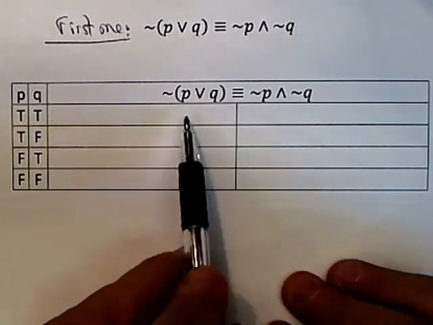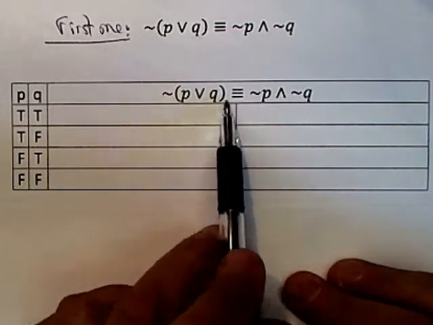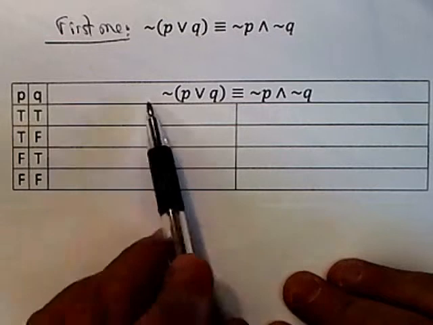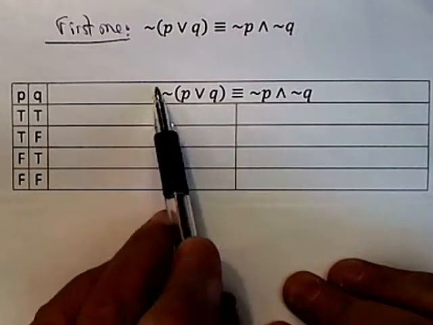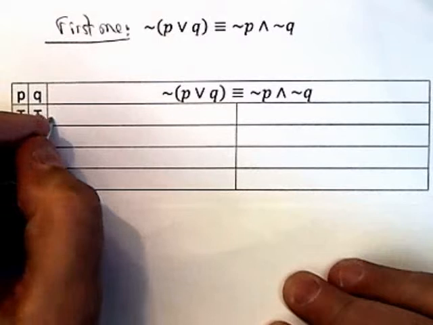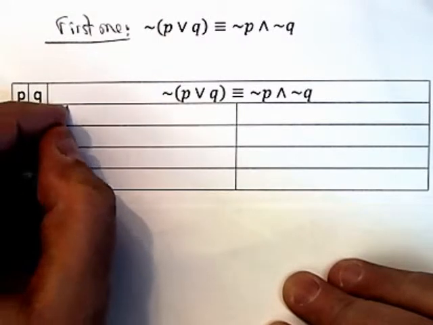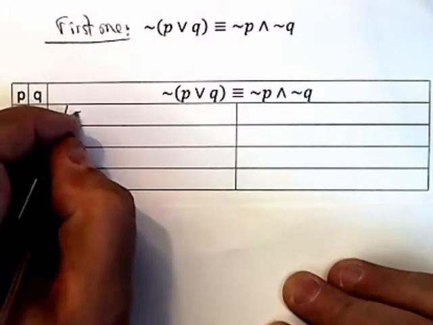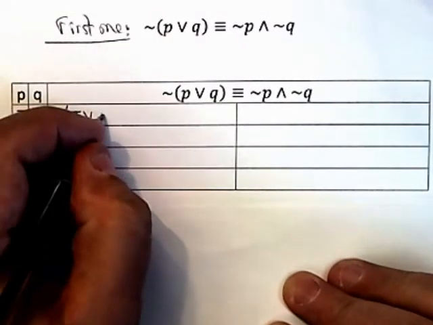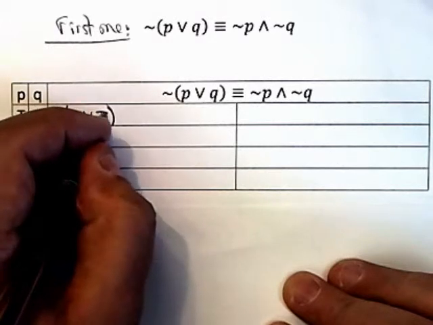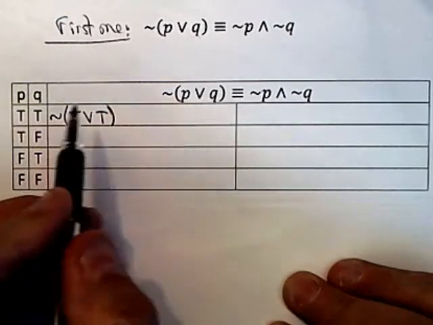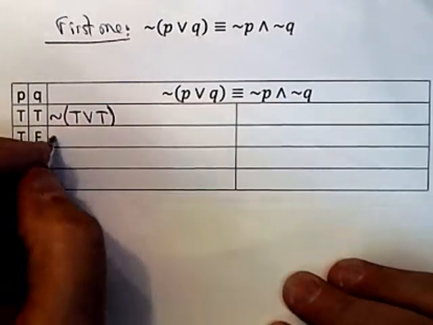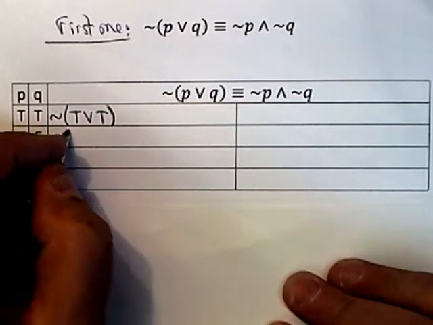So to get started, I'll work on this one first. On the first row, I'm going to put a T in for P and a T in for Q, and I'm working on the left. So that becomes the negation of T or T. And I'll move down as I usually do. Now I'm going to put a T in for P and an F in for Q. So that's the negation of.